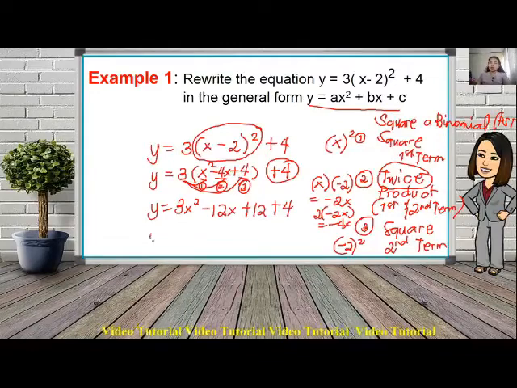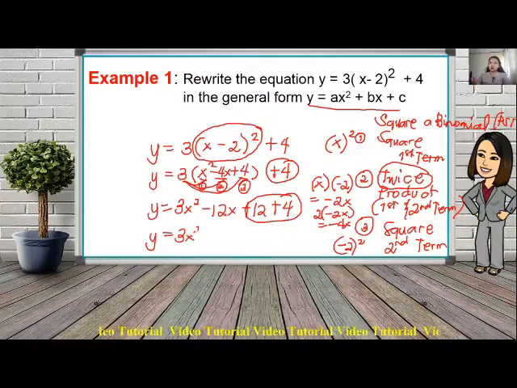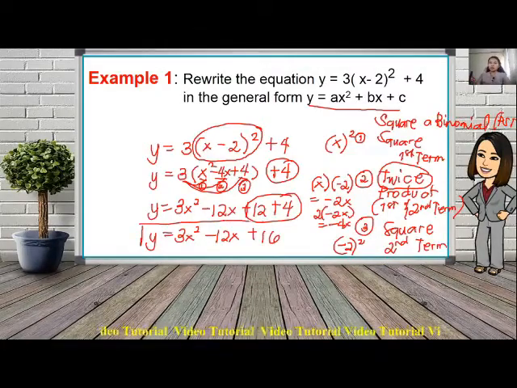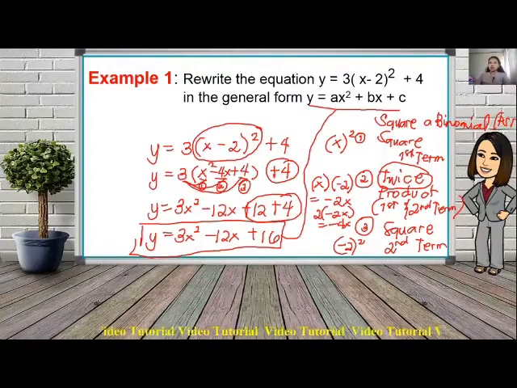Now, let us combine like terms. So, the like terms here are 12 and 4 only. So, just copy 3x squared minus 12x, and then add 12 and 4, that will be positive 16. So, we have here our general form y equals 3x squared minus 12x plus 16, since it has the same format with the general form on our problem.